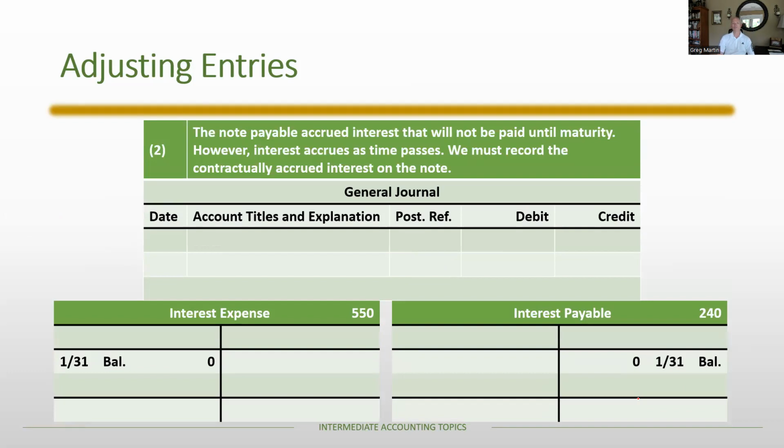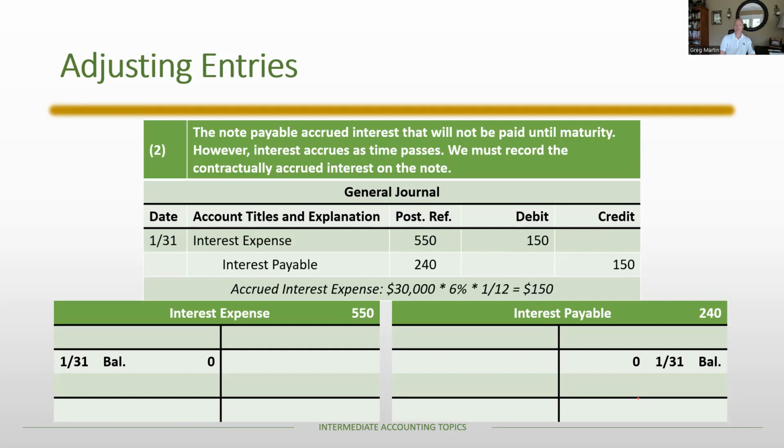The second one is the note. If you remember the terms, I think it was a 9-month note and $30,000. So we borrowed $30,000 at 6%. It was a 9-month note. I want you to go ahead and try to calculate the interest expense on your own. So pause the lecture, calculate that interest expense, and then restart the lecture once you've done so.